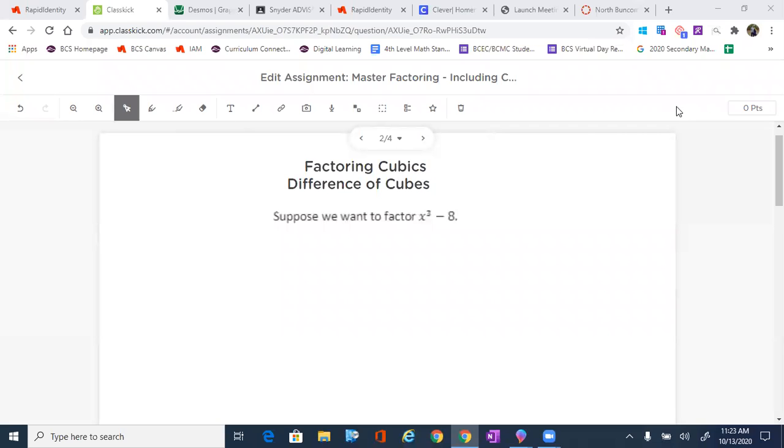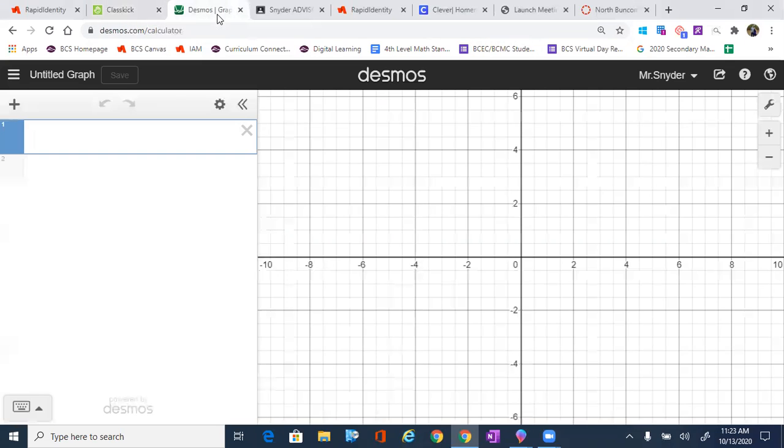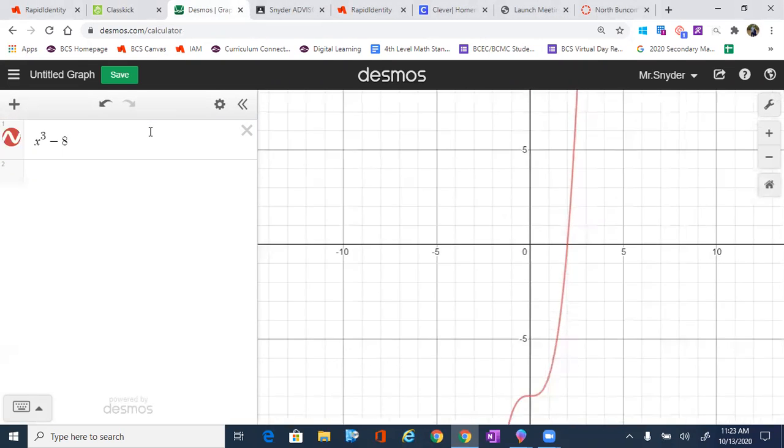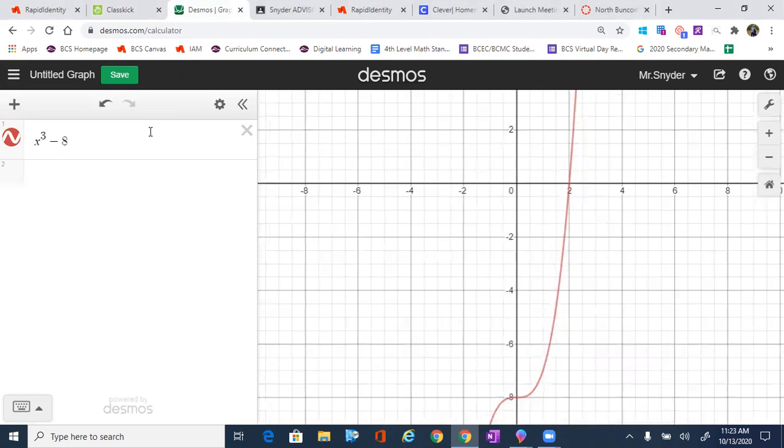All right, we're going to factor cubics today, and we're going to factor difference of cubes. And the best part about this is it's gotten easier than ever now that we've got a little bit of technology. So we're going to use some old skills and combine them with some new skills in order to do this. The first thing I'm going to do is factor x cubed minus 8. I'm going to take x cubed minus 8 and drop that into a little piece of technology called Desmos right there.